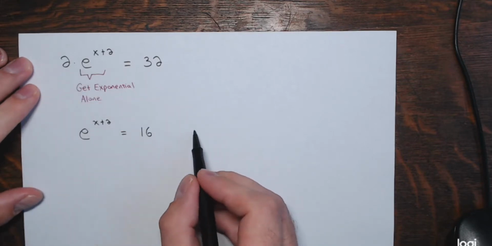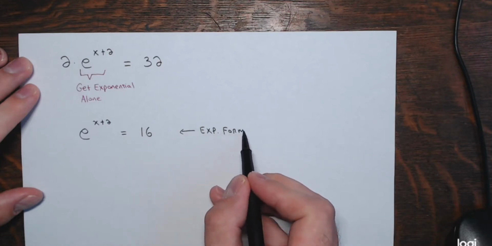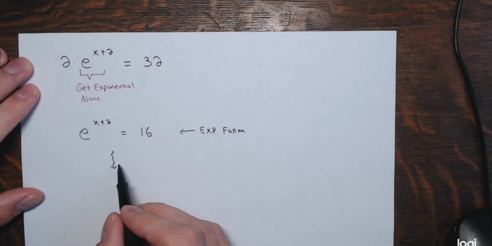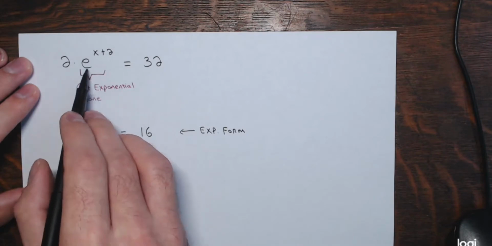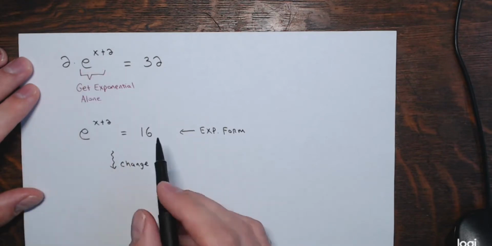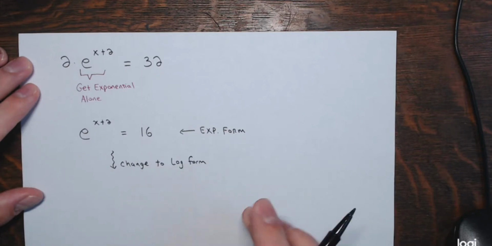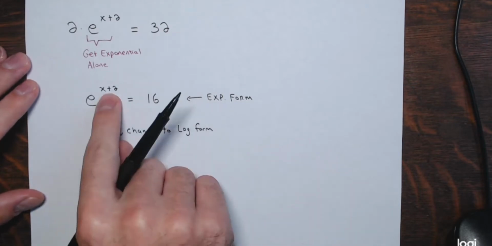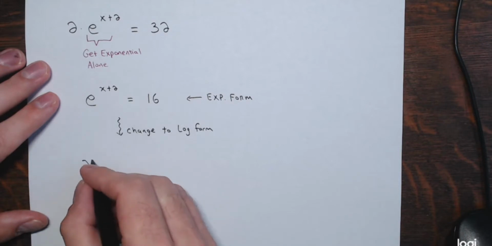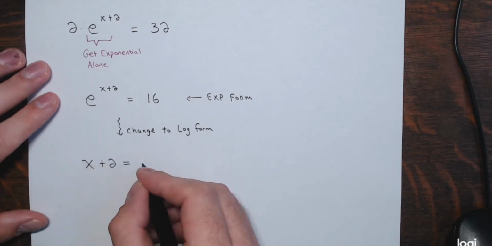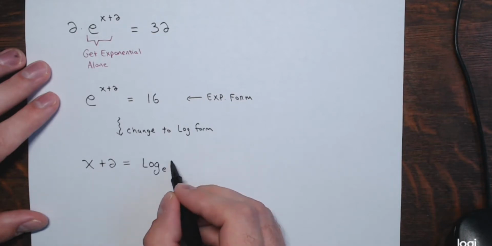So now I'm in nice exponential form, and we're going to change to log form, only after getting the base and exponent with the variable alone, like I have here. So I change to log form. Now this time's a little different, because again, the exponent's not just x. This time it's x plus 2. But remember, the exponent, x plus 2, is a logarithm. And it would be the log base e of 16.